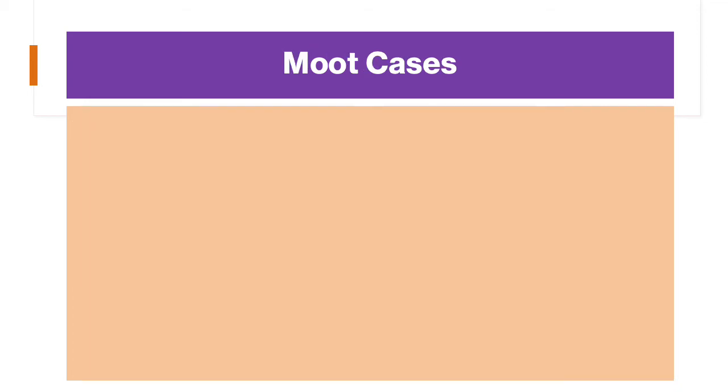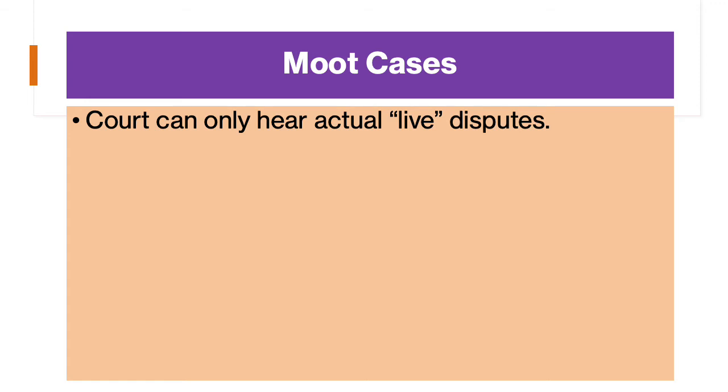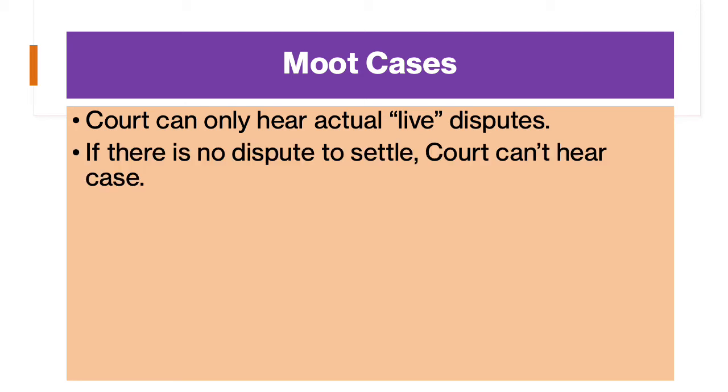Okay, let's talk about moot cases. Now, the court can only hear actual live disputes, right? Remember, the court settles disputes, and so they can only review cases where the dispute is actually still going on. If there's no longer a dispute to settle, the court can't hear the case. It is known as a moot case, and moot cases are not justiciable because there may be a case, but there's no more a controversy.